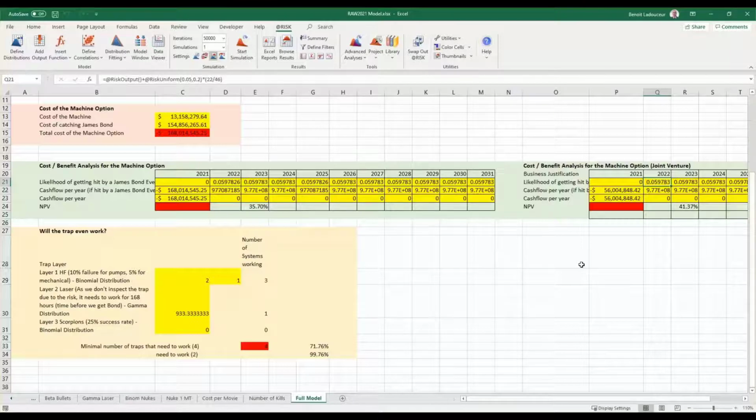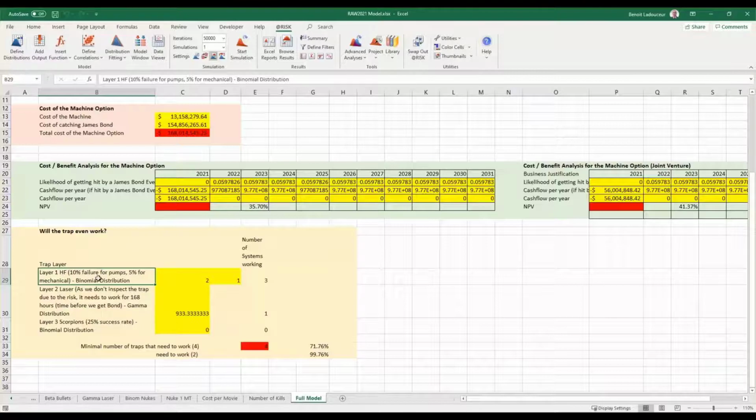Then the last one is really a little bit silly. Will the trap even work? There's a lot of ways to go about this. Here, the system is simulated through different layers. So there's the trap layer, which is the hydrofluoric acid pump. If you recall, we had 10% failure for each of the pumps and 5% failure for the mechanical system.